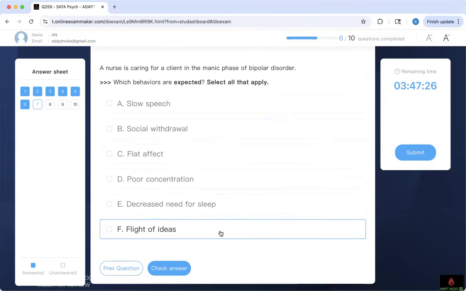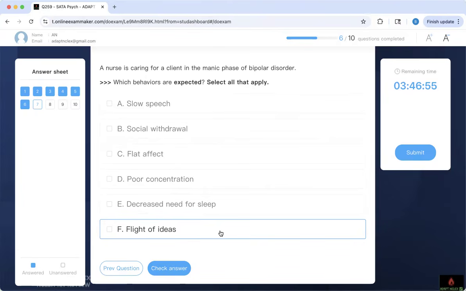Number 7, a nurse is caring for a client in the manic phase of bipolar. Bipolar is two phases: there is a depressive and a manic. Which behavior is expected? I try not to make the question too difficult because some people try to emphasize so many hard, complex things. Sometimes the NCLEX will give you some straightforward information. They look tricky, right? When it looks straightforward, you think they're tricking you. They are not. Which behavior is expected?